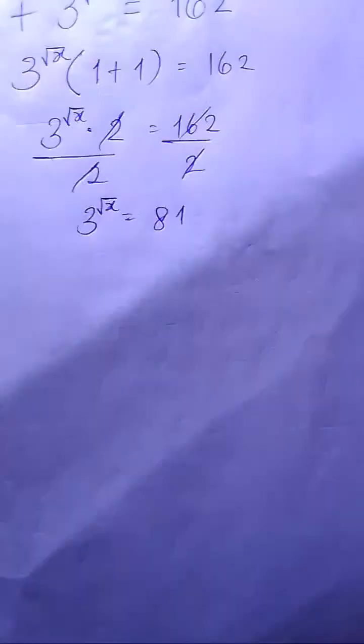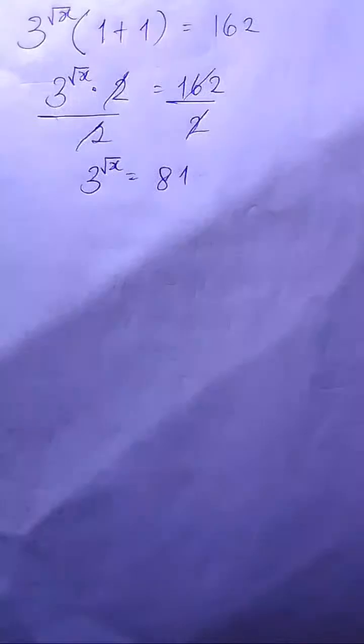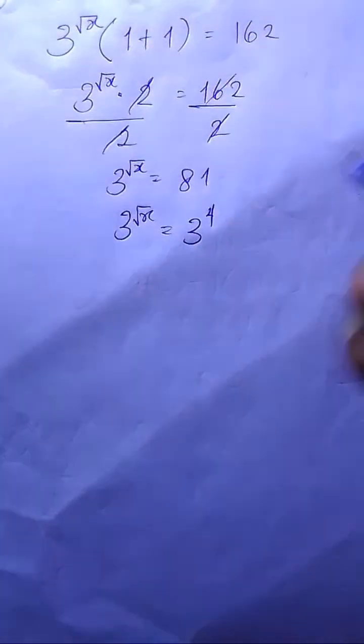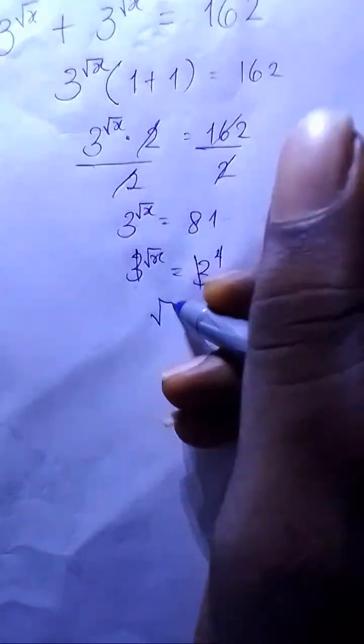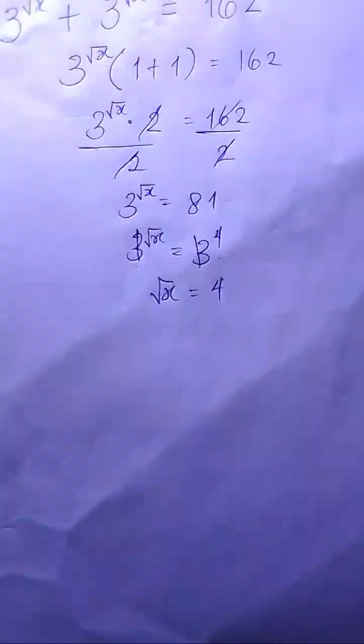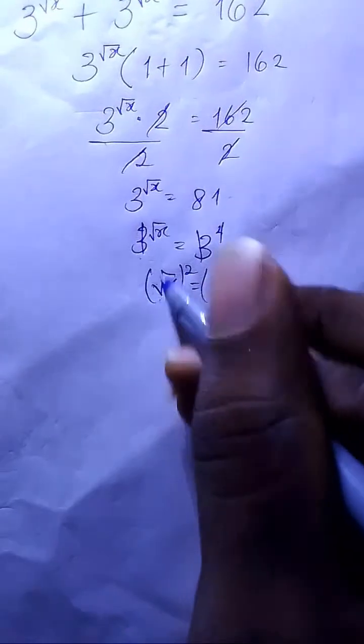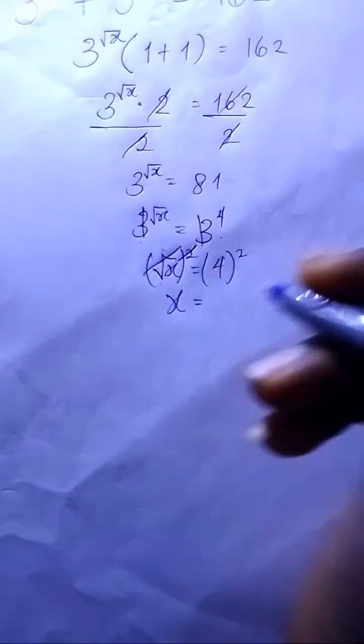So from here you can take the logarithm of both sides, or write 81 as 3 raised to the power of 4. So from here we can see the bases are the same. We can equate the powers. Root x equals 4, right? So the square root of this root x, we can cancel it by squaring both sides. So this x now becomes 4 squared.